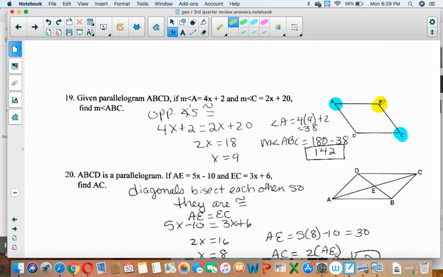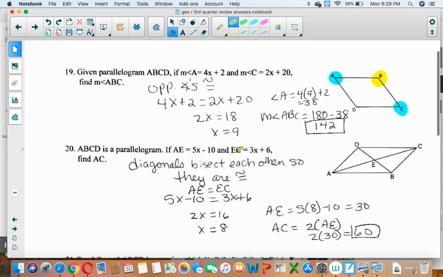Angle A and angle B, or ABC, those are supplementary. So angles that are next to each other equal 180. So once I know that angle A is 38, all I do to find angle B or angle ABC is 180 minus 38, and that's how I got the 142.